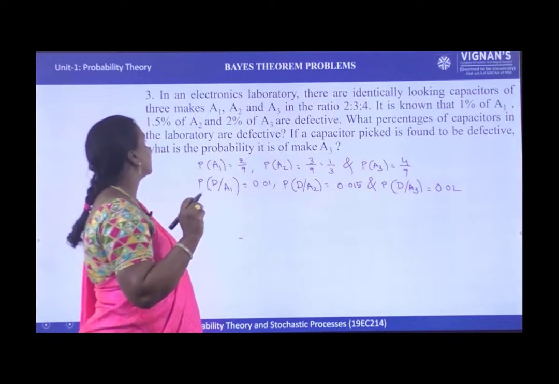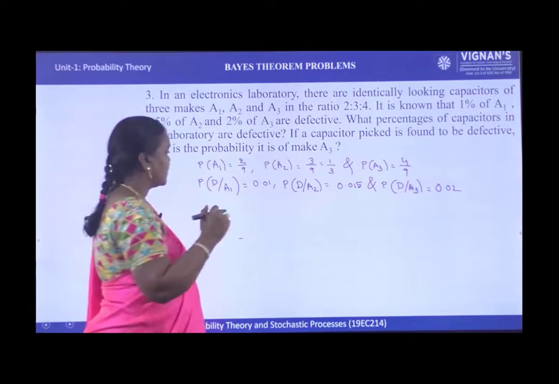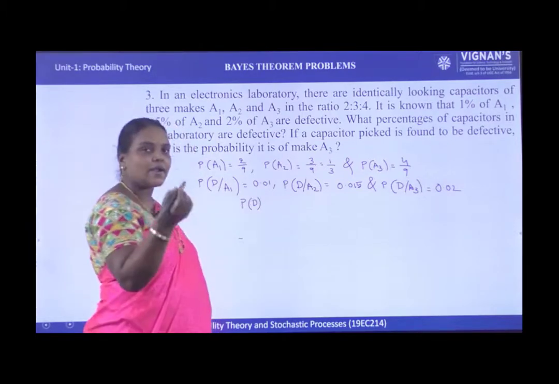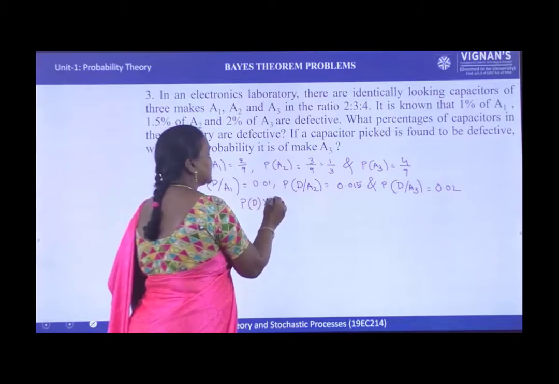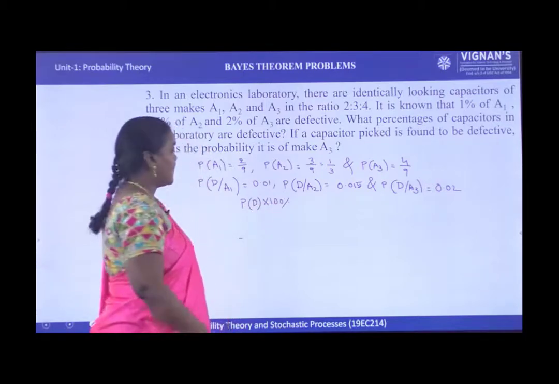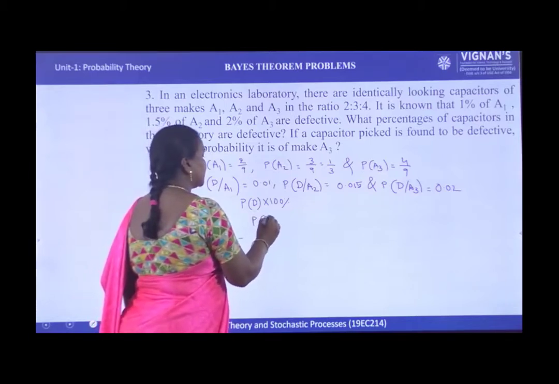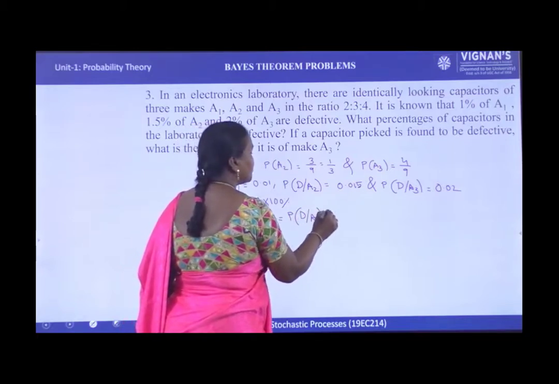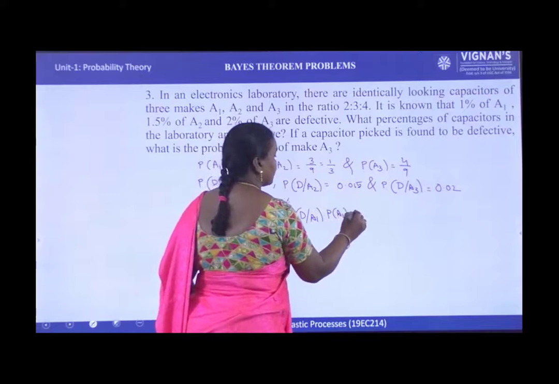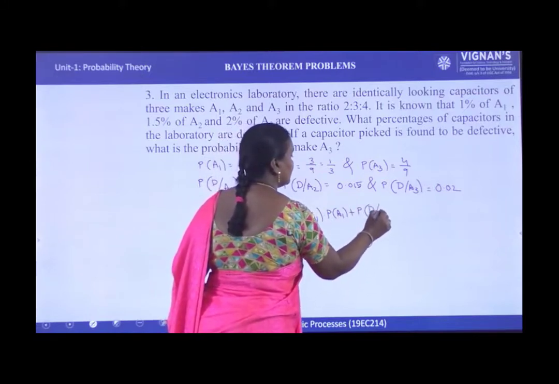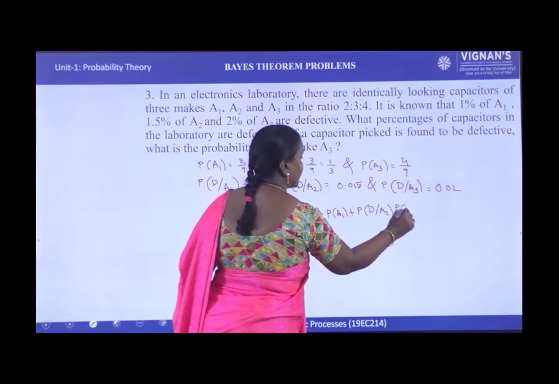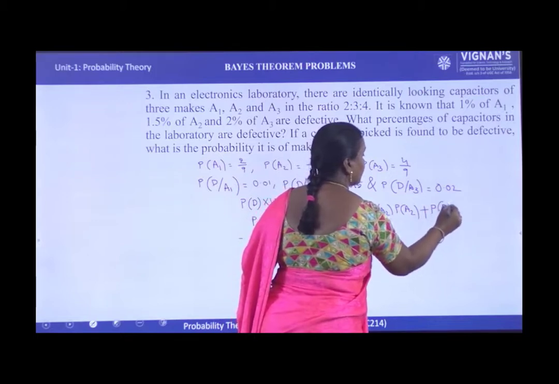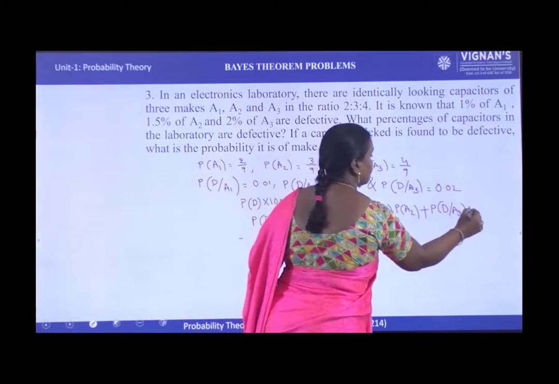What percentage of capacitors in the laboratory are defective? So first you find the total probability of defectiveness, and this answer into 100% will give you the percentage. Okay. So what is P of D according to the total probability theorem? P of D by A1 into P of A1, plus P of D by A2 into P of A2, plus P of D by A3 into P of A3.